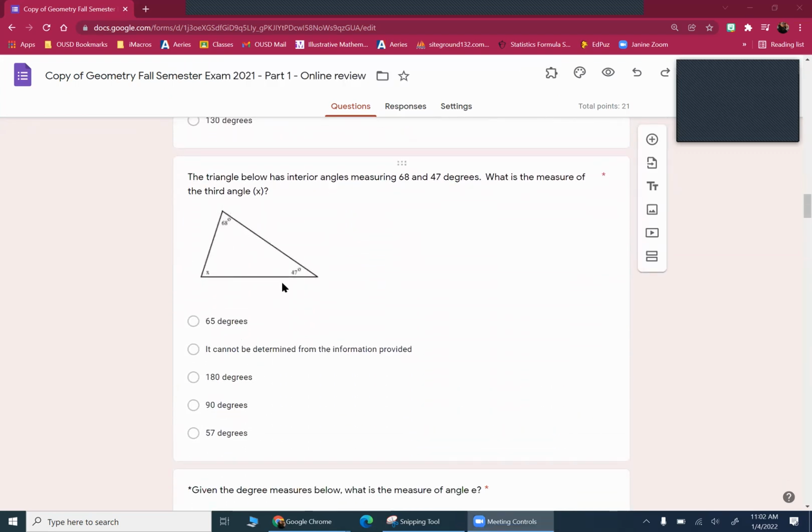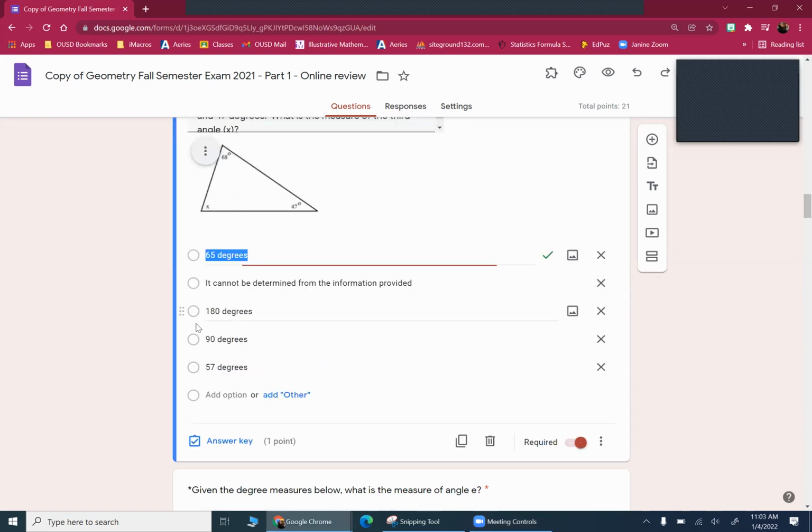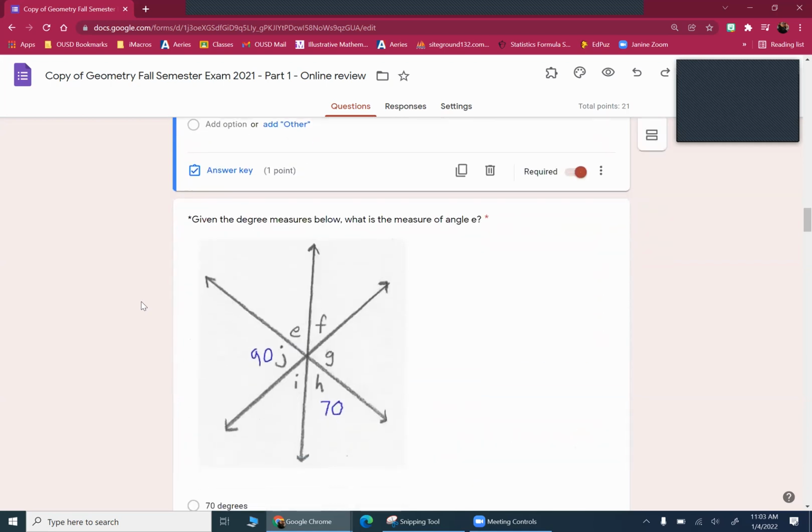Another thing you should know, all 3 angles in a triangle have to add up to what? That's right, it's 180. So 68 plus 47 is going to be, if I can do that in my head, 115. And so that means there's 65 left over for the remaining angle X there. 3 angles inside a triangle have to add up to 180.